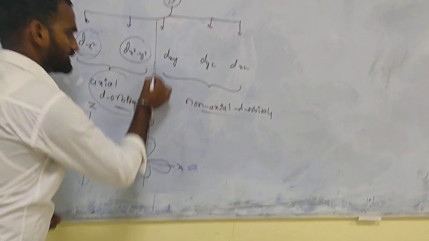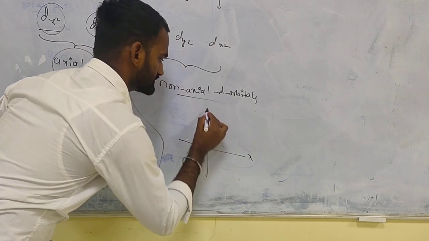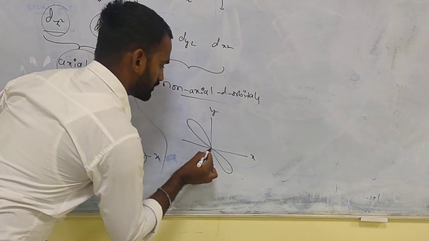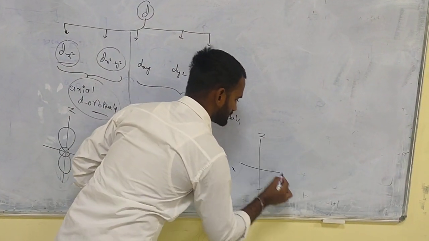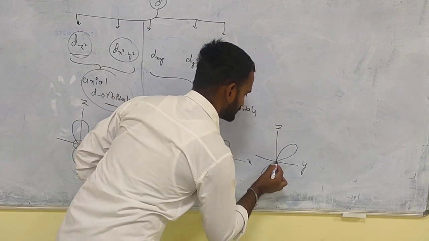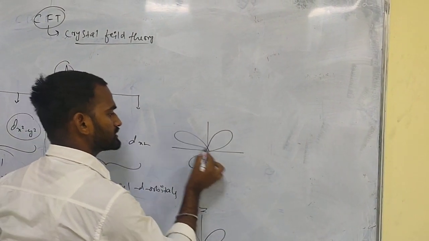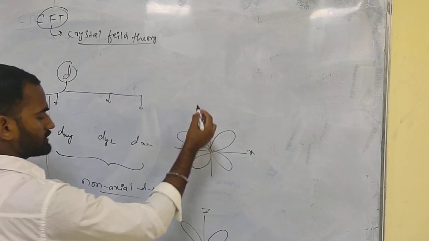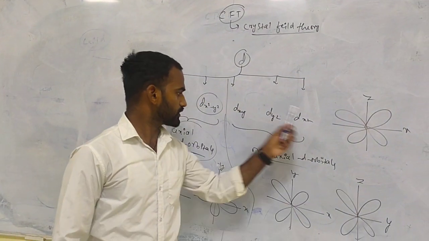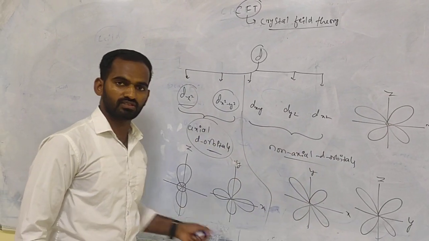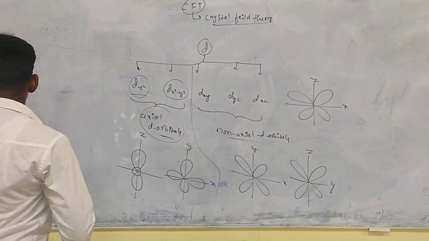Now coming to the non-axial d orbitals. Suppose this is the x axis and this is the y axis. This first orbital is dxy. Next, with the z axis and the y axis, this is dyz. And at last, this is dxz. These 3 come under the non-axial d orbitals, and these 2 come under the axial d orbitals. I hope this is understood for everyone.